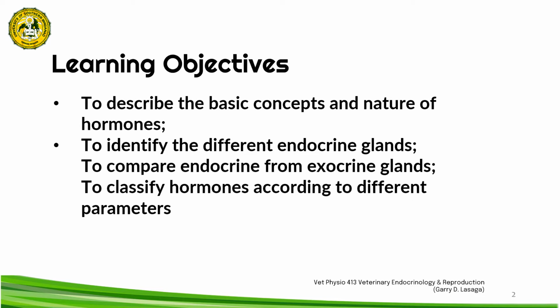So there are different parameters that we can use in order to identify and classify hormones. Examples of this are its chemical structure or chemical nature, as well as its site of production. Hormones can also be classified according to their main function, whether it is metabolic in nature or mainly involved in reproduction.